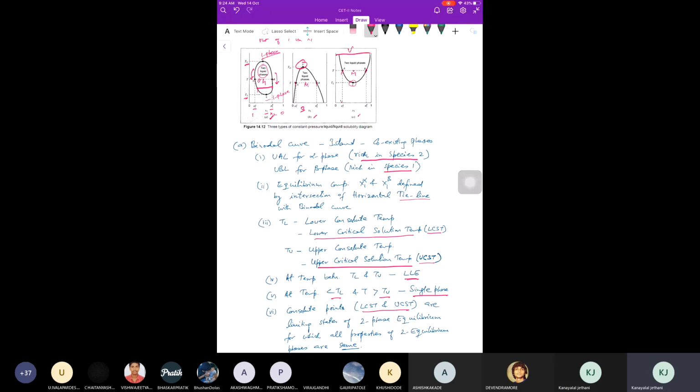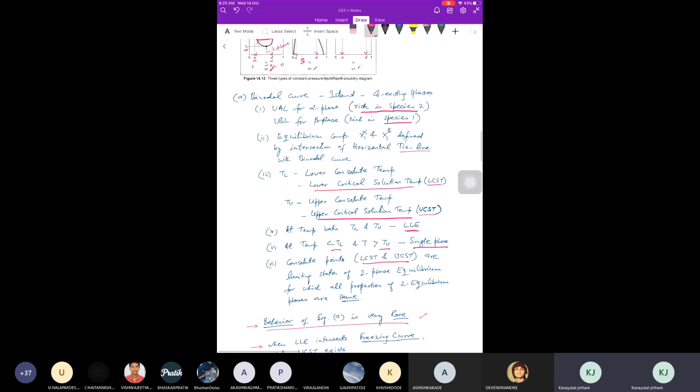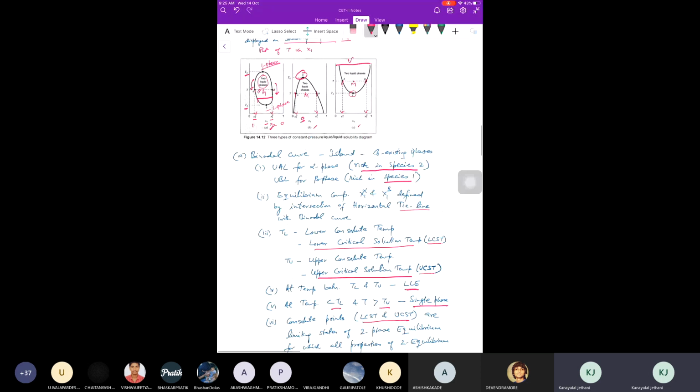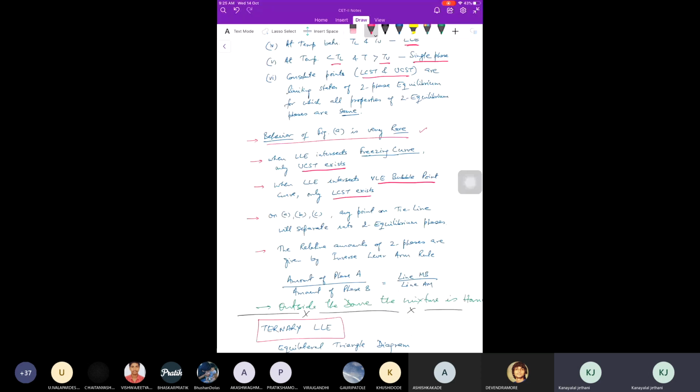this and this, or this and this. And the relative amounts of two phases are given by inverse lever arm principle. Amount of phase A divided by amount of phase B is equal to line MB upon line AM.